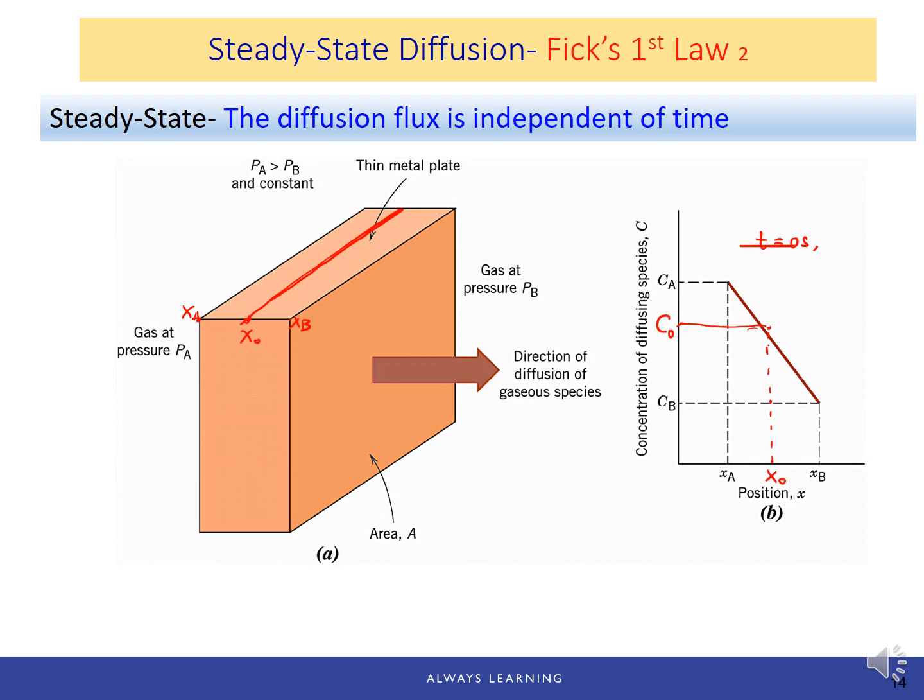At t equal to 0 seconds, C0 is here. And after, for example, 100 or 1,000 seconds, when we take a look or measure the concentration again, the C at this location, C0 is still C0, and CA is still CA, CB is still CB. So the concentration at any location is a constant, independent of time. So this is what's called steady-state diffusion.